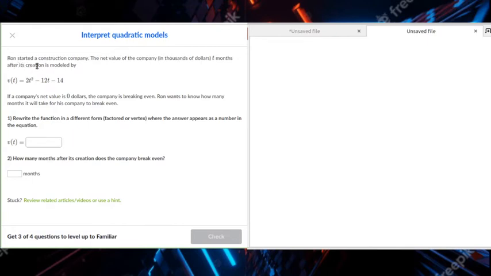So Ron started a construction company. The net value of the company in thousands of dollars, t months after its creation, is modeled by this function. So we have the net value and months. So let's draw out what that might look like. I can see it opens up, and all companies start out in the negative, and then it's going to come up here and it's going to hit there.